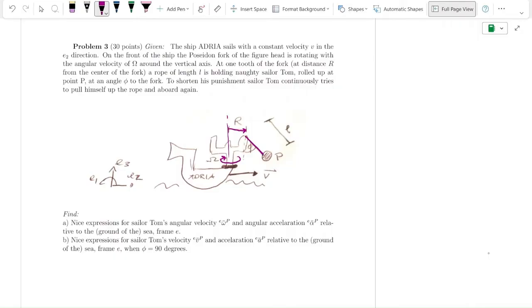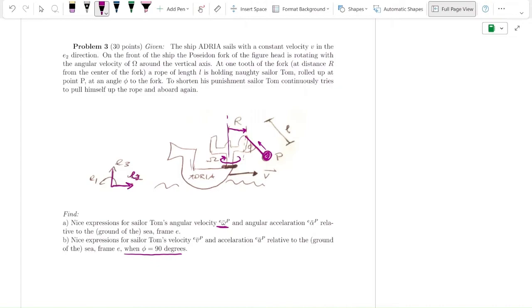To shorten his punishment, Tom, this thing right here, continuously tries to pull himself up the rope, so he tries to keep going this way and aboard again. We want to find nice expressions for Tom's angular velocity, the angular velocity of P with respect to the E frame, which is drawn here, and angular acceleration alpha of P with respect to the E frame. And we also want to find expressions for his velocity and acceleration relative to the ground frame when phi is 90 degrees. So that's a key point here to note.